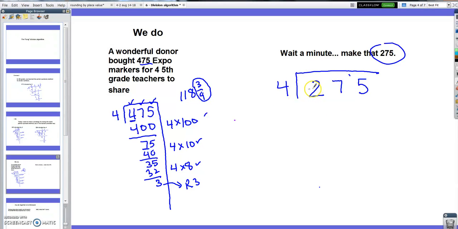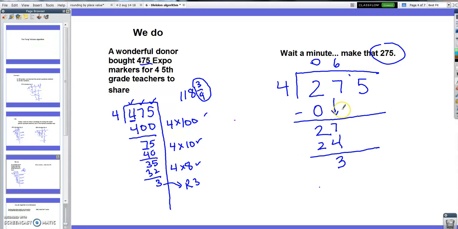The first way is to just say, all right, well, the closest I can do is no sets. So I'm just going to put a 0 there and say 4 times 0 is 0. Subtract. And now work with my 7. And let's see, 4 goes into 27. 6 times 4 is 24. 7 times 4 is 28. That's too many. So it looks like I can make 6 sets in my next place. 6 times 4 is 24. 3 left. Bring down my 5.